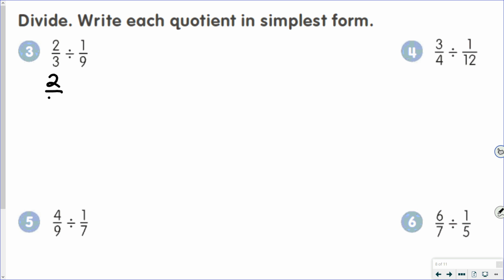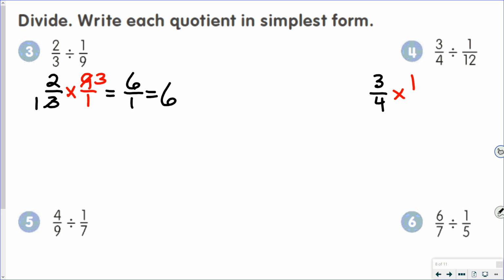Keep, times, turn. 9 becomes 3. 3 becomes 1 because we're dividing both of those by 3. We get 6 over 1, which is 6. Keep, times, turn. 4 becomes 1. 12 becomes 3 because we're dividing both of those by 4. We get 9 over 1, which is 9.